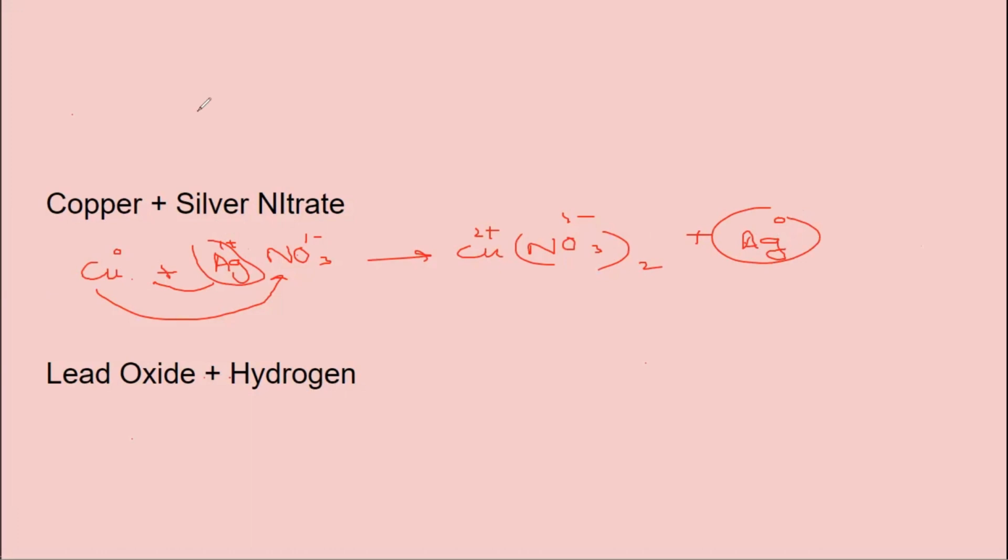Now this equation we have to balance. 2 nitrate, we can see overhead. So I will write 2 here. Nitrate will become 2. Silver has become 2, so I will write 2 here. So this equation is balanced.